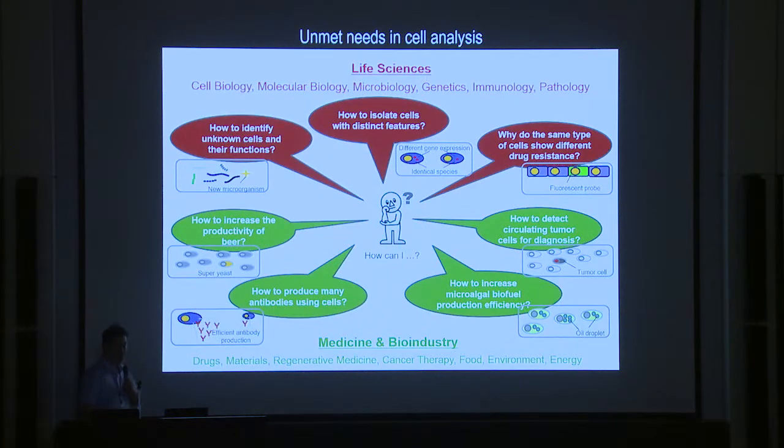And there are lots of unmet needs in cell analysis. For example, how to identify unknown cells and their functions, how to isolate cells with distinct features, and how the same type of cells show different drug resistance. Like some cancer cells have a resistance to anti-cancer drugs, while others don't. And also how to detect circulating tumor cells, or how to increase microalgal biofuel production efficiency, and so forth. There are many types of applications and a lot of needs for cell analysis.